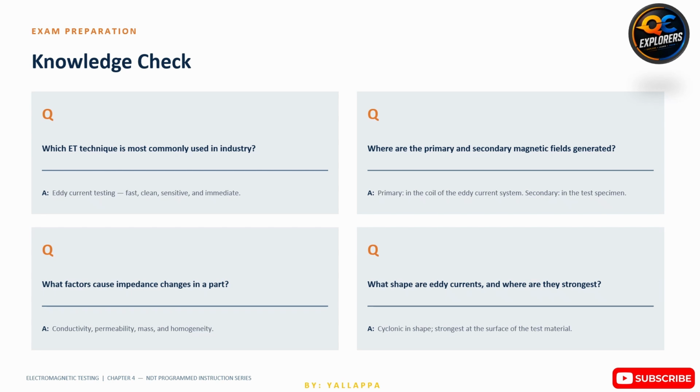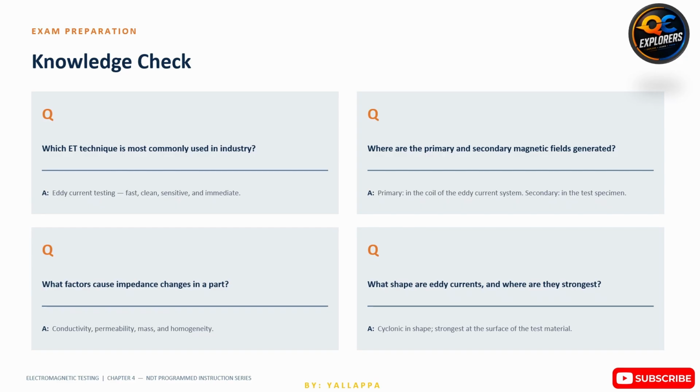The third question asks, what factors cause impedance changes in a part? The correct answer is conductivity, permeability, mass, and homogeneity. Changes in any of these properties alter the flow of eddy currents and therefore change the impedance measured by the inspection instrument.